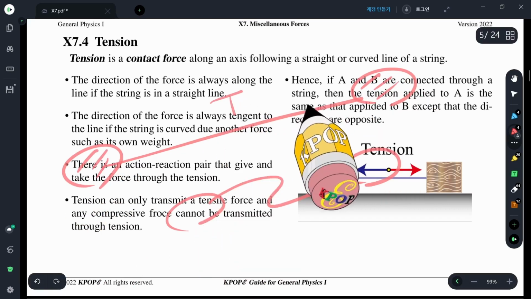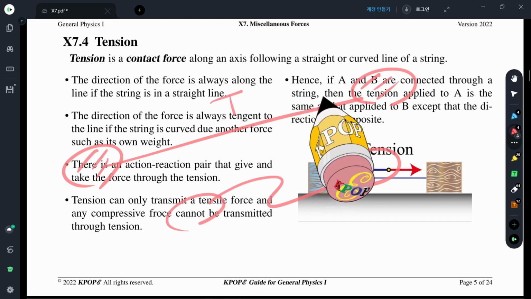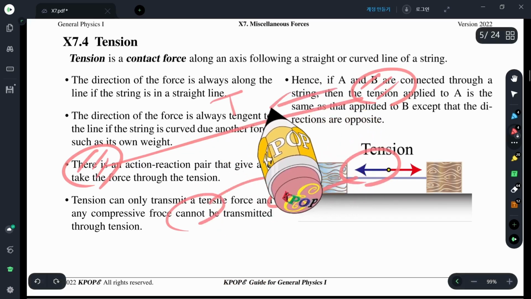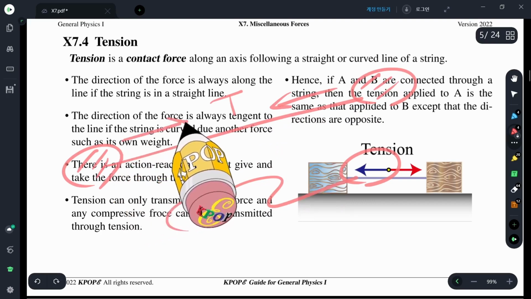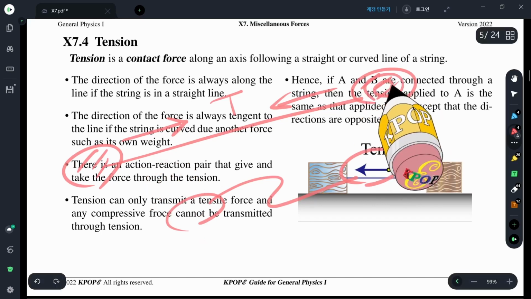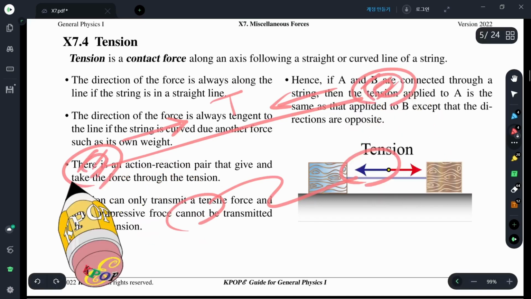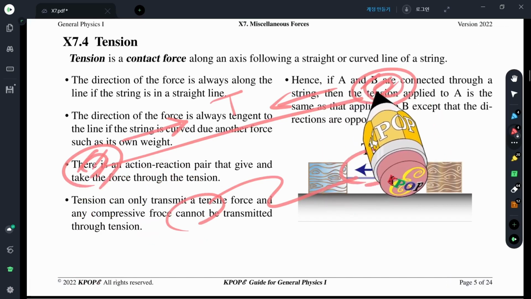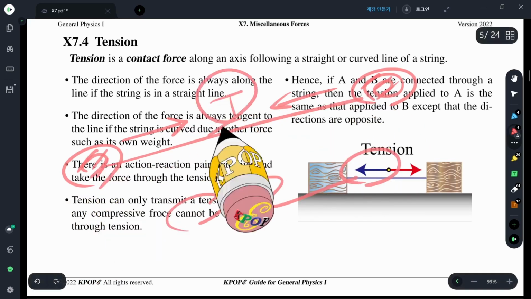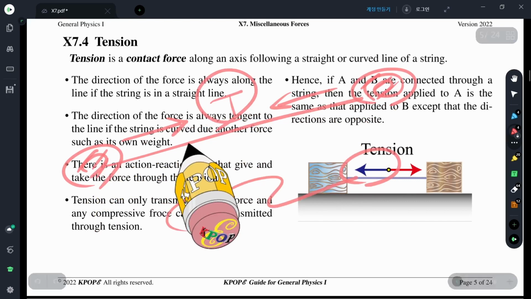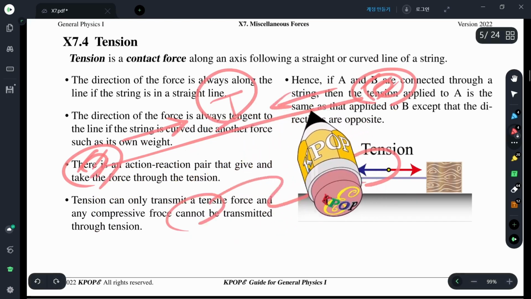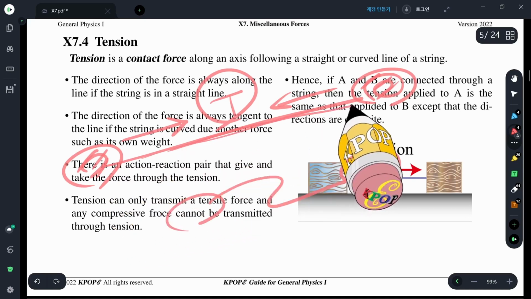So tension gives the force in this direction. Tension is attractive to the objects, so it is impossible to have a repulsive force between two objects if they communicate through tension. The tension is always tangent to the curvature.